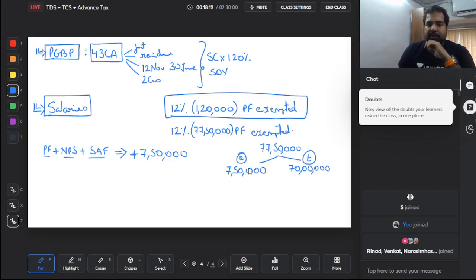Every year, yes, every year. And it's not on the PF, although I've given you example of PF. It's on the aggregate of these three amounts. On the aggregate, you have to see 7.5 lakhs. That is not the most important, honestly.